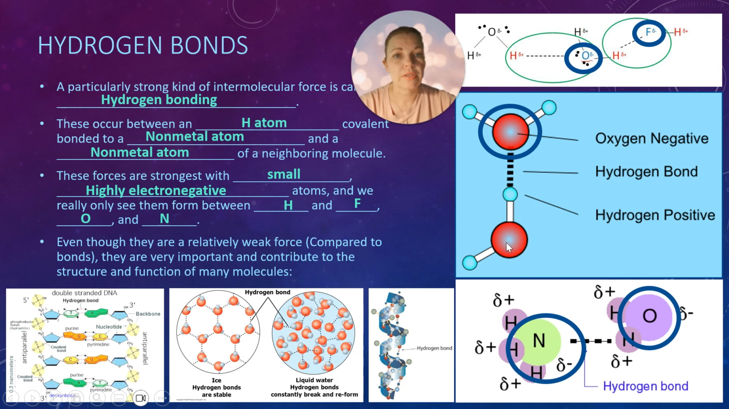Here's an oxygen atom. Hydrogen bonded to oxygen, attracted to neighboring oxygen. Hydrogen bonded to oxygen, attracted to neighboring nitrogen. So that's fine because it's F, O, or N. Okay, so the hydrogen must be bonded to F, O, or N and then also attracted to F, O, or N in a neighboring molecule.